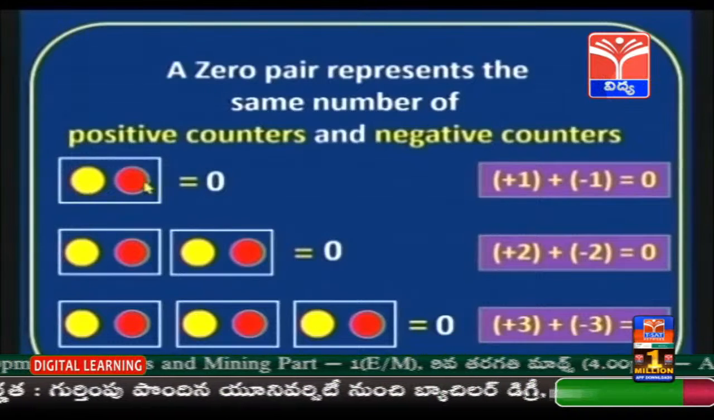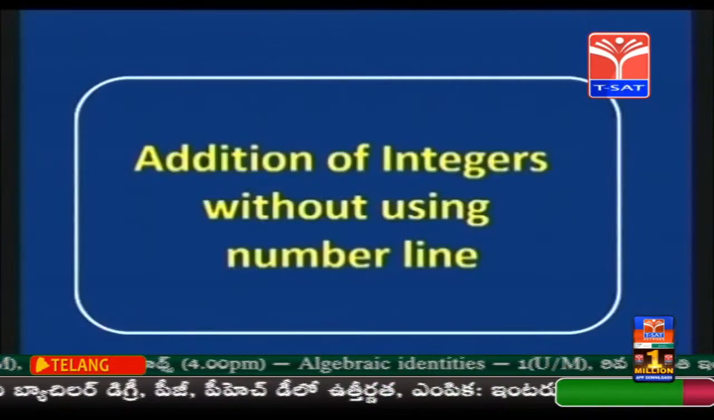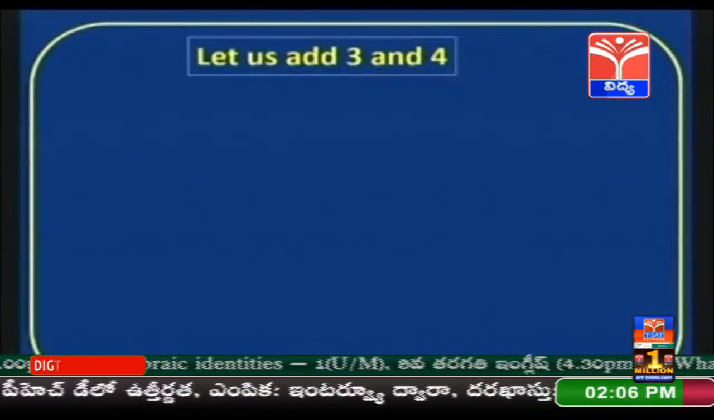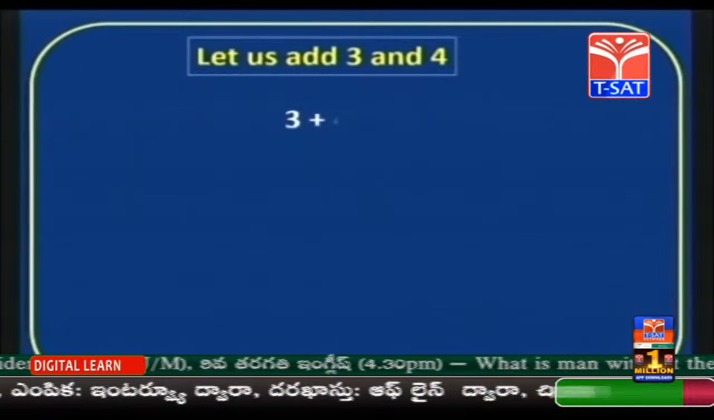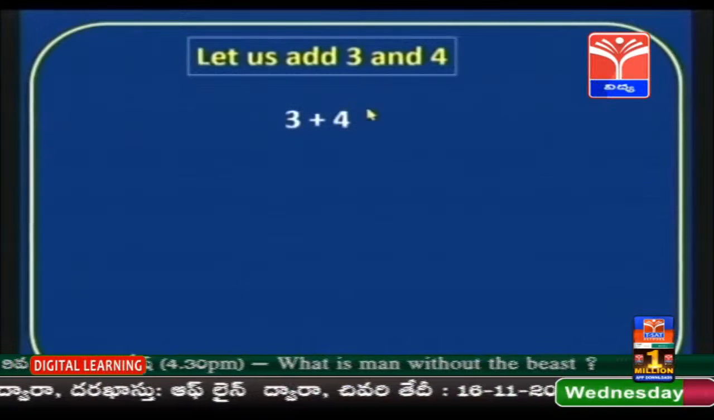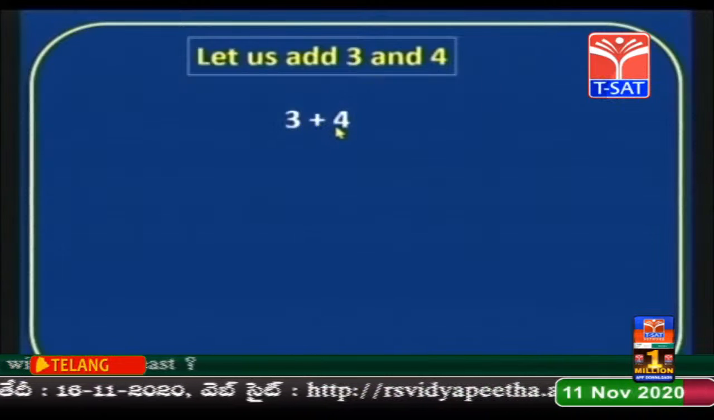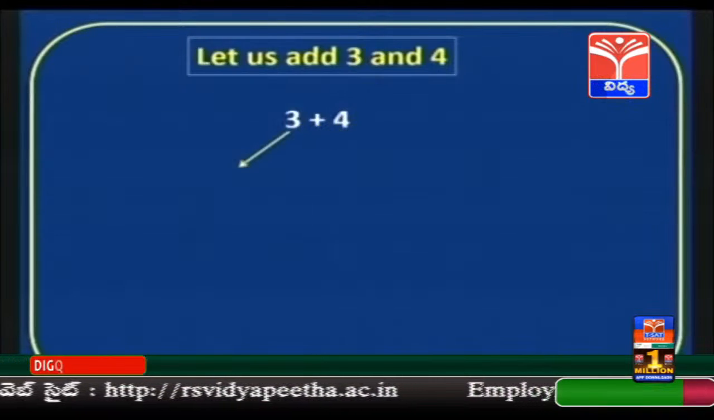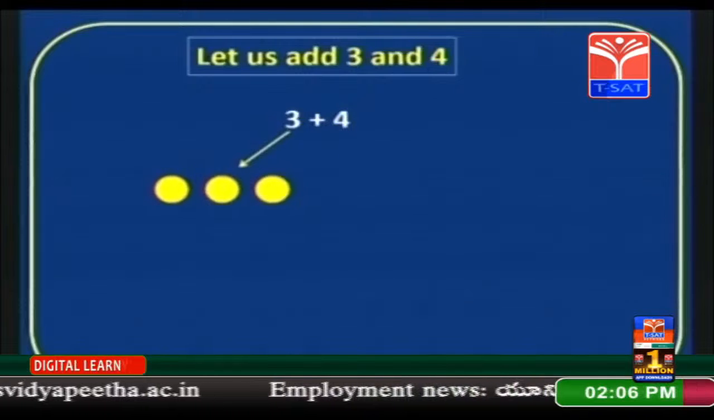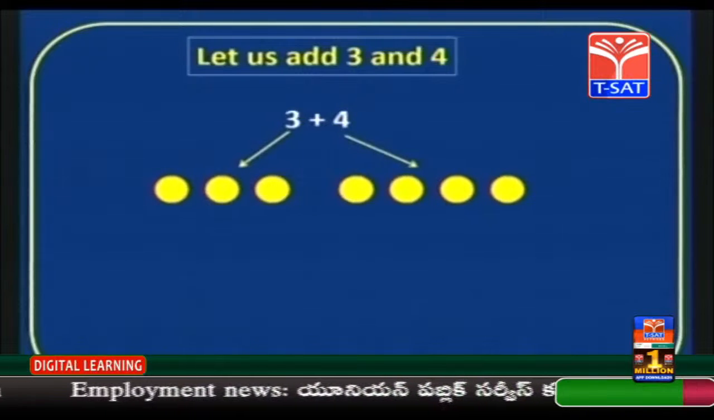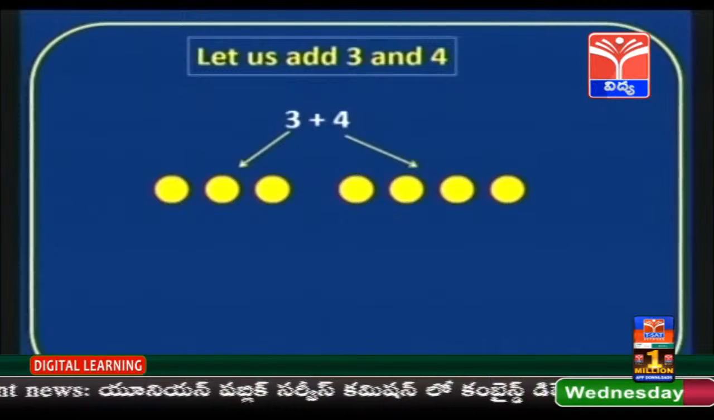Okay, now let us understand addition of integers without using number line. Now let us add 3 and 4. Okay, what is the addition of 3 and 4? It is 3 plus 4. 3 is a positive number, 4 is also a positive number. So I am taking 3 yellow coins to represent 3 and 4 yellow coins to represent 4. Now what I am doing?